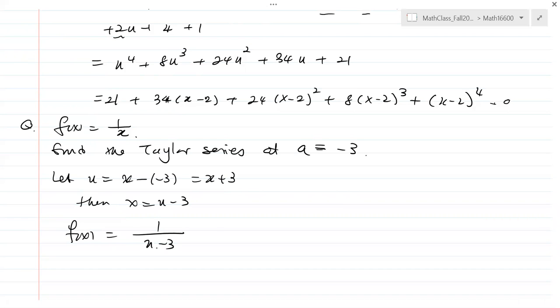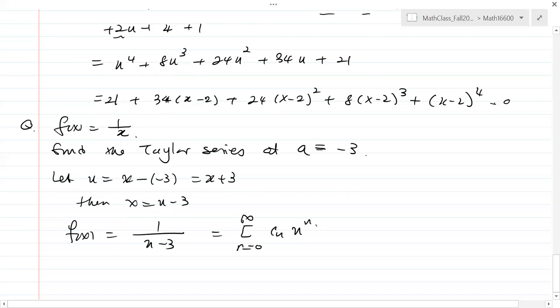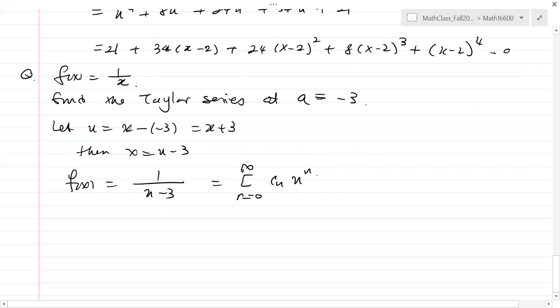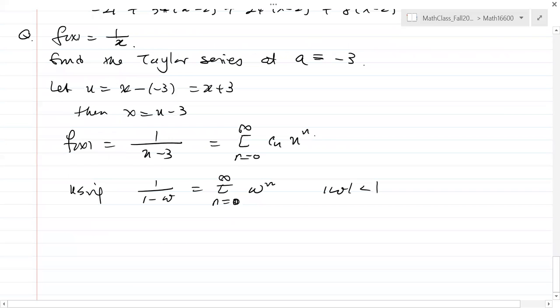What you have to do is you try to express it in the form like that, right? How to do that? We are going to use this formula. Okay, I can use x or use w, it doesn't matter. I can put a w here, right? Okay, and the absolute value of w should be less than 1. Okay, this holds. So I'm going to modify the function into this form. How can I do that?